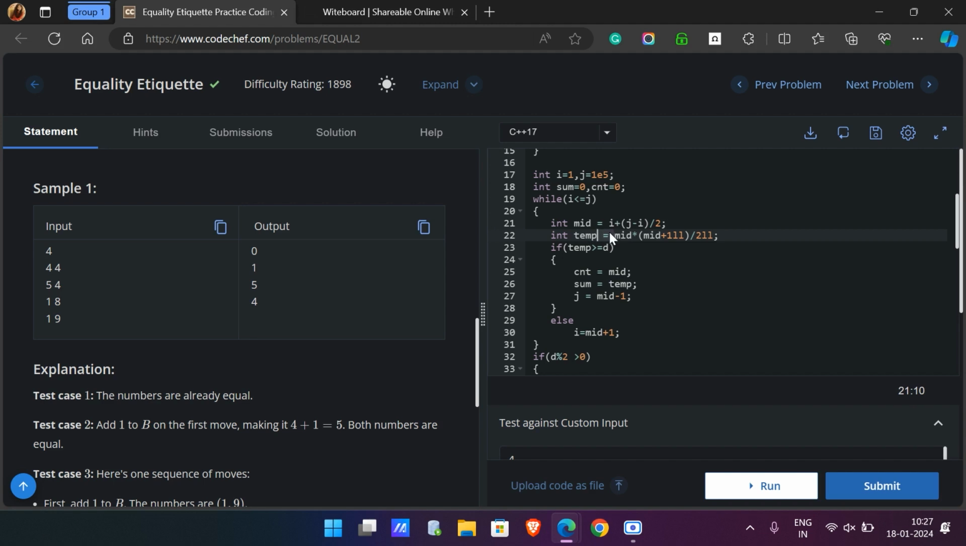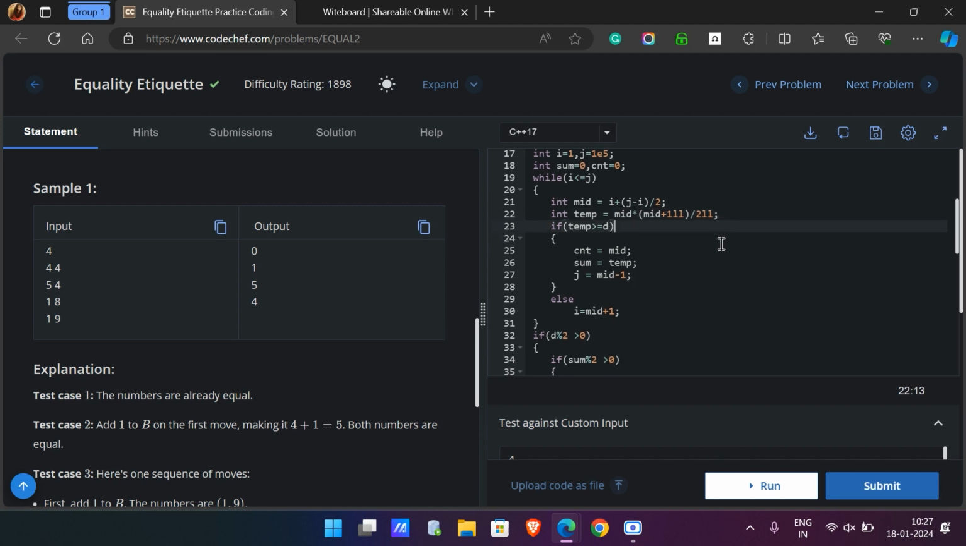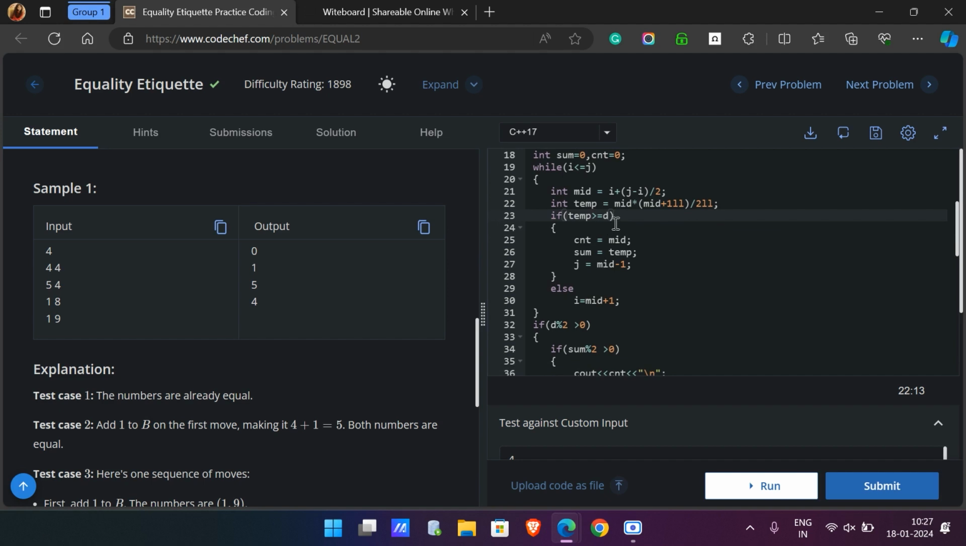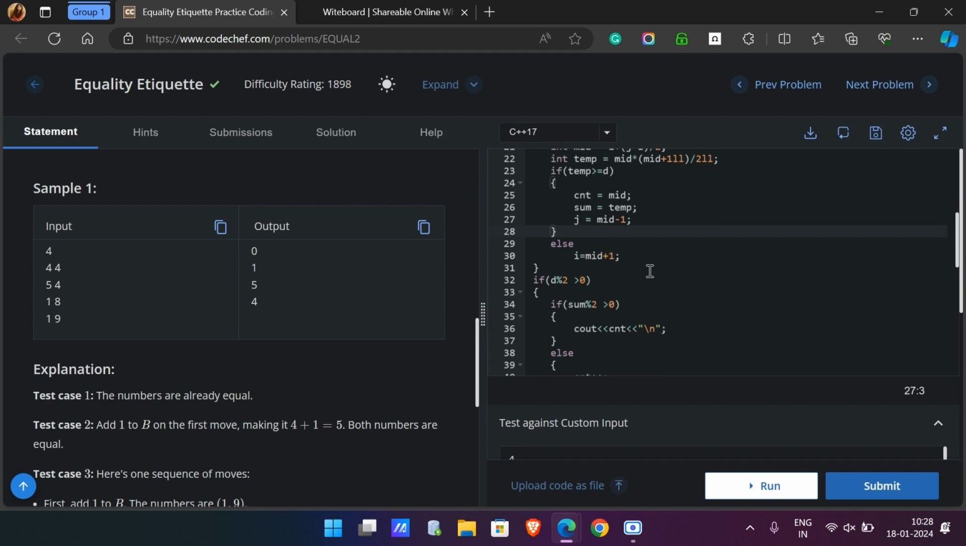Now temp is the total difference that we can create: mid into mid plus 1 by 2, that is the sum of n natural numbers. Now if it is greater than d, it means this could be our answer. So I have just stored that mid as my count and the sum as temp, the total sum that I got. And I've reduced my j, so if I could get a smaller number of moves, then I could get that also.